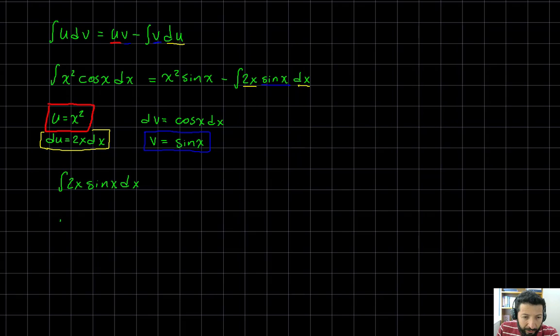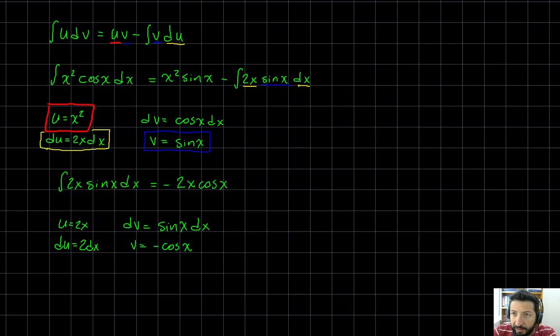So let's take u as 2x. Now du happens to be 2 dx. dv will be the sine x dx. And then v, by integrating, the integral of dv is v, and the integral of sine of x is going to be negative cosine of x. And so we're going to plug it back in here. uv is going to be negative 2x cosine x.